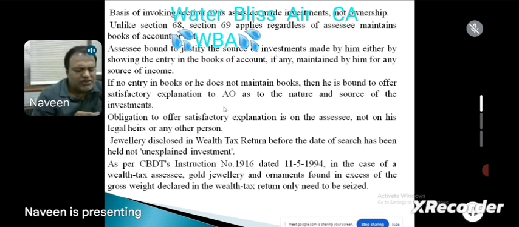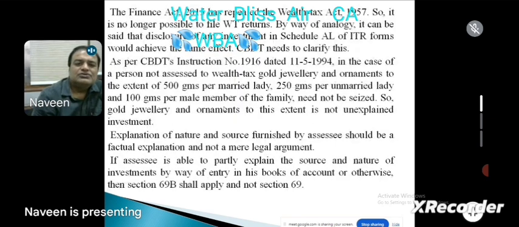We'll have a discussion for the 11th of May 94. Board instruction number 1916, which says in case of a wealth tax assessee or in case of a structure, gold jewelry and ornaments found in excess of the gross weight declared in wealth tax only need to be seized, not the entire gold jewelry. So, this is what we were explaining.